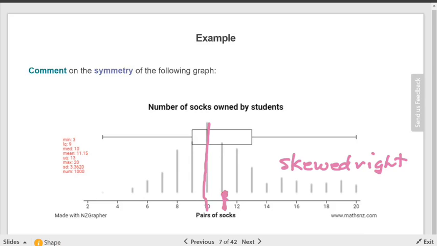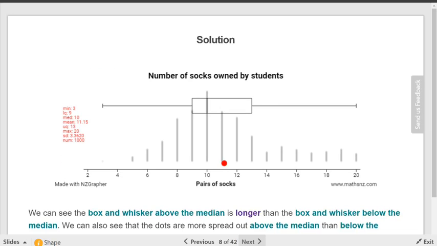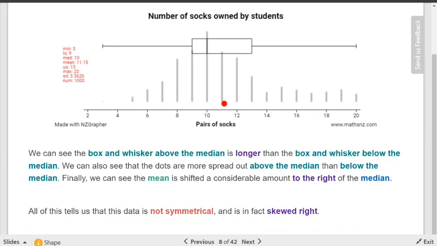All right. So just comparing those two gets you the information that you need. So here we go. You can see that the mean is to the right of the median, therefore it's skewed right and not symmetrical. Okay? So you'll talk about symmetry if it is symmetrical, but if it's not, you'll tell me about why it's not.